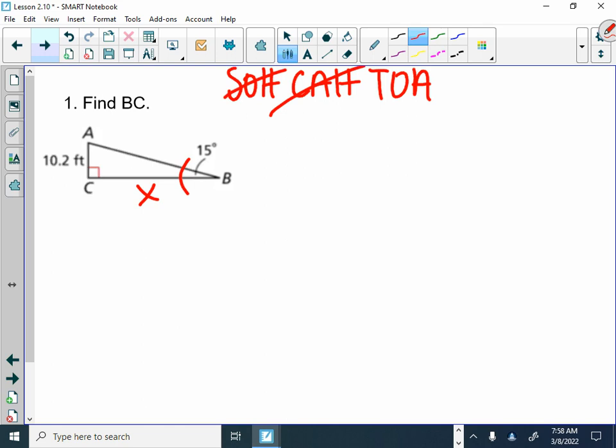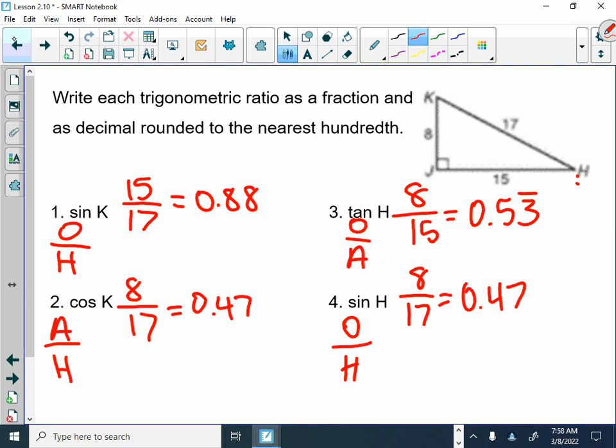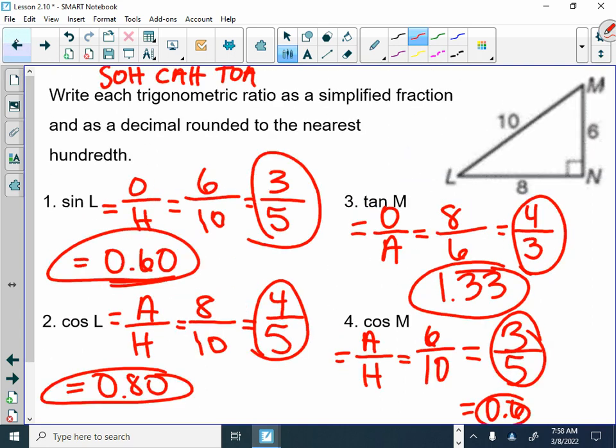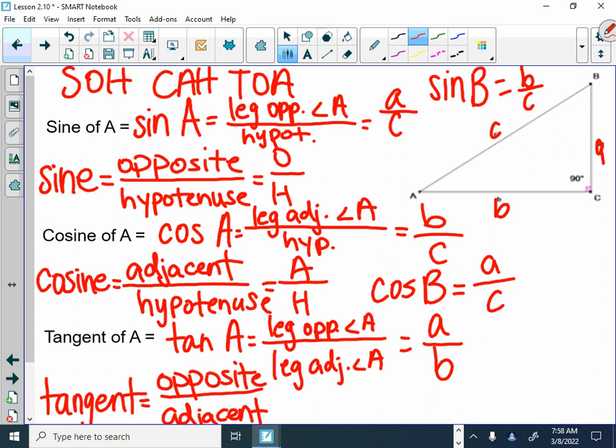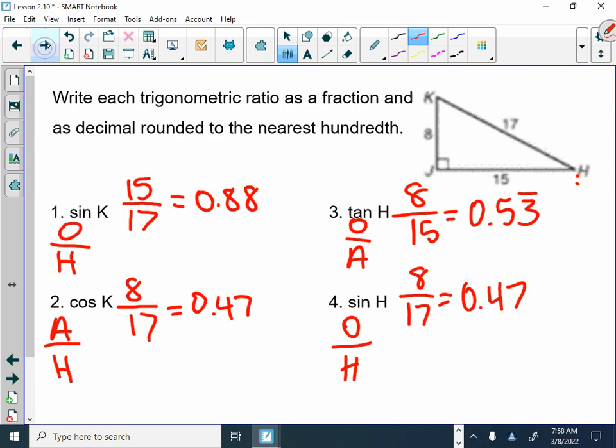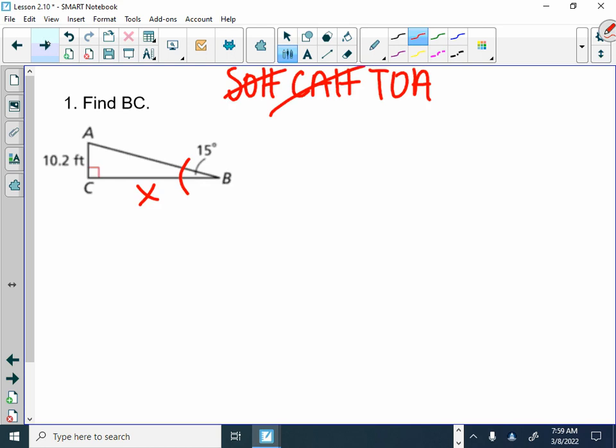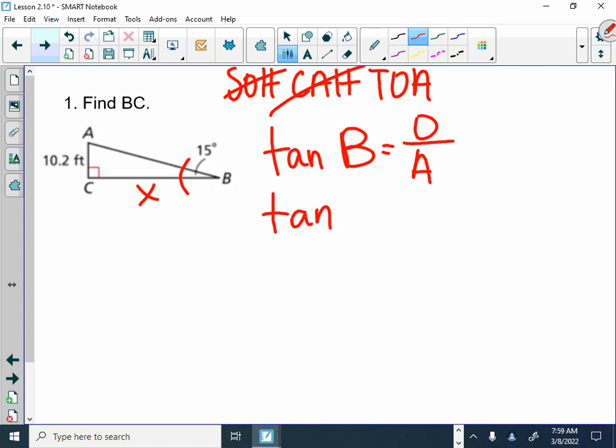Okay? So just like we set up these last problems, let me go back to the very beginning. I said the sine of angle A was my opposite over hypotenuse. So just like that, we're going to do the same thing here. The tangent of angle B is opposite over adjacent. And from here, let's fill in the gaps. Tangent of B. What is angle B? 15 degrees. So I'm plugging that in.